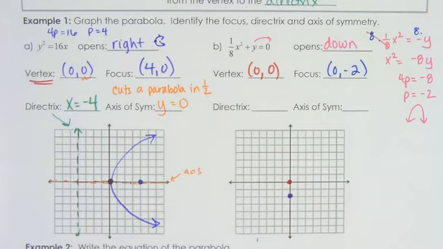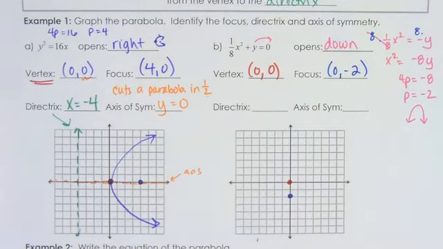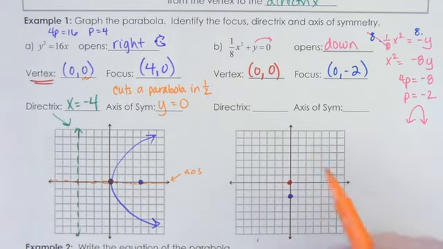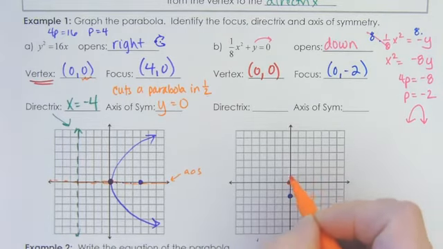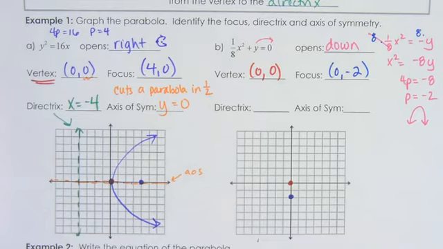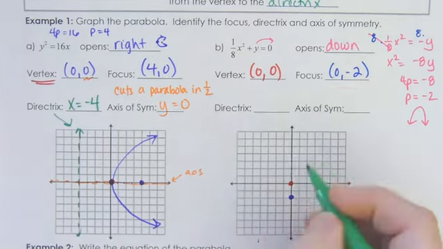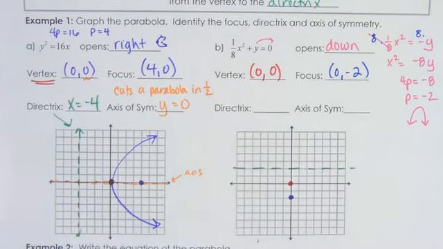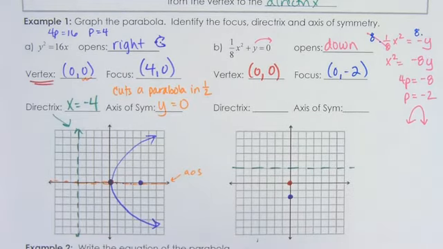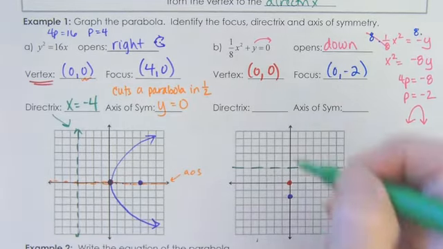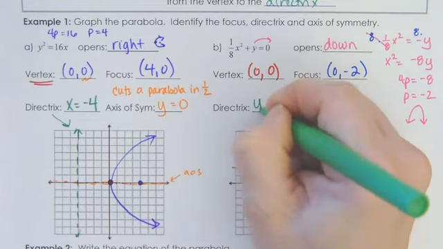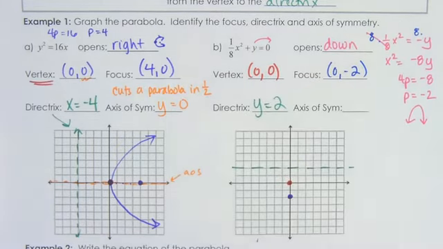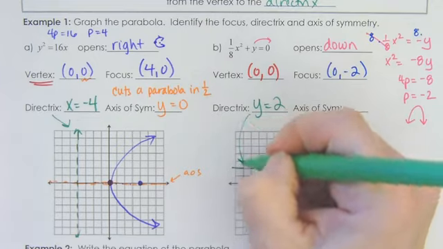The directrix is going to be a line that is the same distance away from the vertex that the focus is. So this was 2, so I'm going to go 2 in the opposite direction. I made it green last time, I'll do it the same color. So my directrix is right here. Your parabola will never touch the directrix. If it does, then you messed something up. So this directrix is y is equal to 2. So that's that line right here.